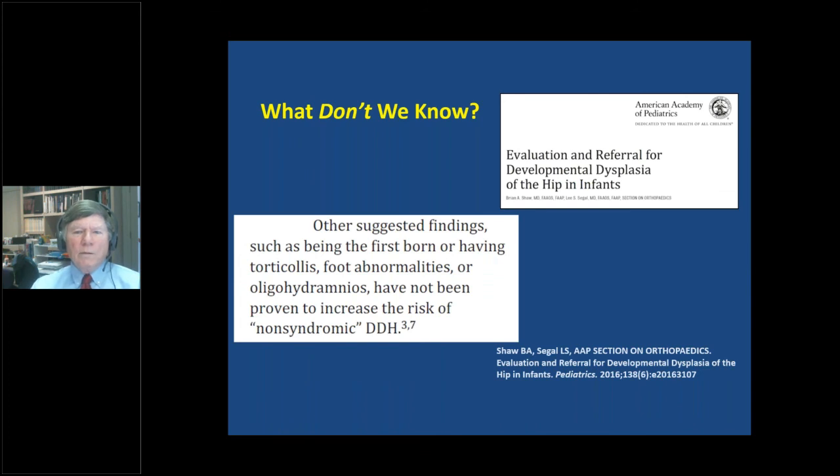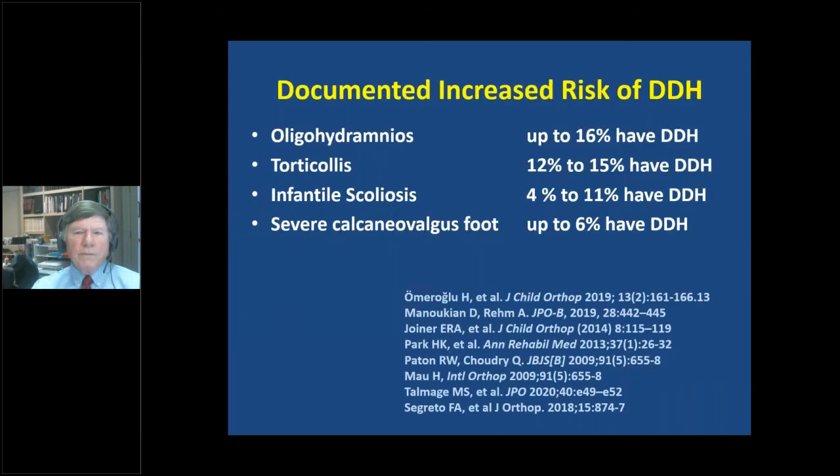So what don't we know? This is from the same article. It says other suggested findings, such as being firstborn or having torticollis, foot abnormalities or oligohydramnios, have not been proven to increase the risk of non-syndromic DDH. Still, although there haven't been large population studies, there certainly have been enough studies that show that these are related, and any of these things could be a concern.